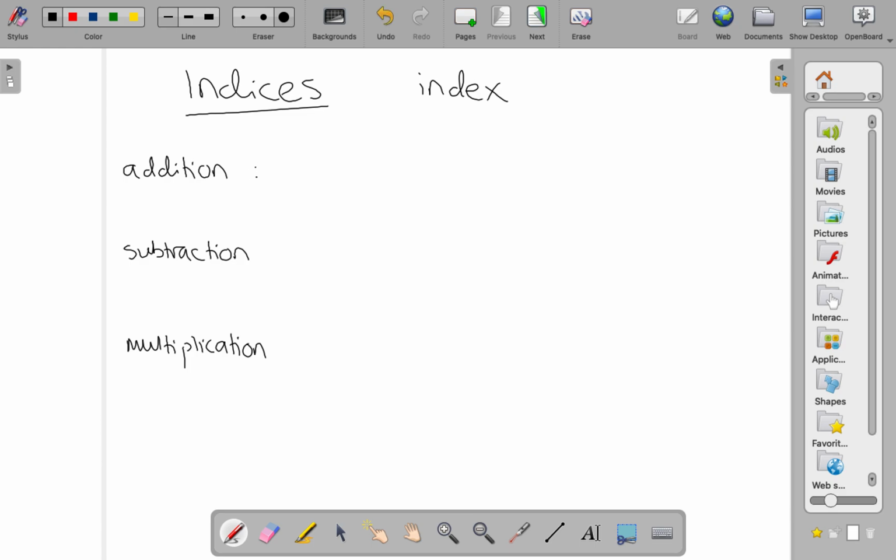So the addition rule is when we add the powers together. Let's say we had x to the power of 10 multiplied by x to the power of 5. If we were to write this out, what it's actually saying is x times itself 10 times and then x times itself 5 times. So whenever we times index notation together, we add the powers. So this becomes x to the 10 plus 5, which would be x to the 15.